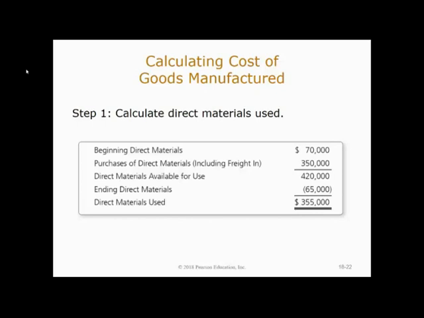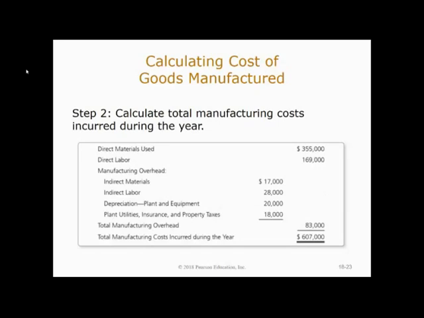So this company, let's assume they went through and looked at the books and did a physical count of their remaining direct materials inventory, and they had $65,000. Well, if they could have used $420,000, but they have $65,000 left, that means by process of subtraction that their direct materials used during the period was $355,000. And that's one of the three cost components.